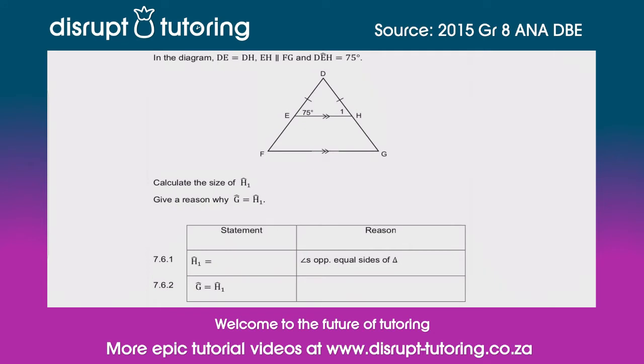They've also said to us DEH is equal to 75 degrees, and they've marked that in for us as well. Now they've asked us to do two things. The first is to calculate the size of H1, which would be this angle over here. The second is to give a reason why G would equal H1. So that is G and that is H1. Let's start off by calculating the size of H1.